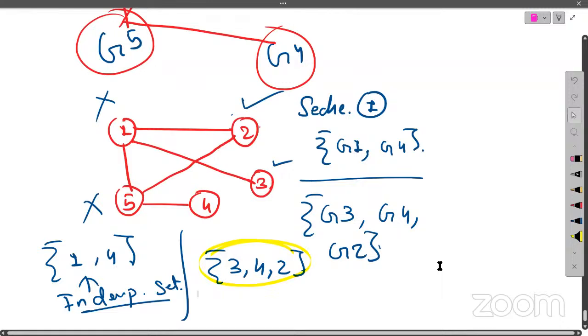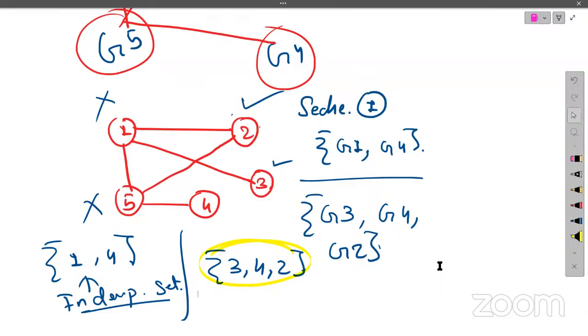Ma'am, is this the maximum possible, like 3, 4, 2? Yes, the maximum possible, because let's try to get any other vertex. Here I cannot introduce 1 because 1 and 3 are connected. I cannot take 5 because 5 and 2 are connected. So yes, in this graph, the maximal independent set will have 3 vertices only.